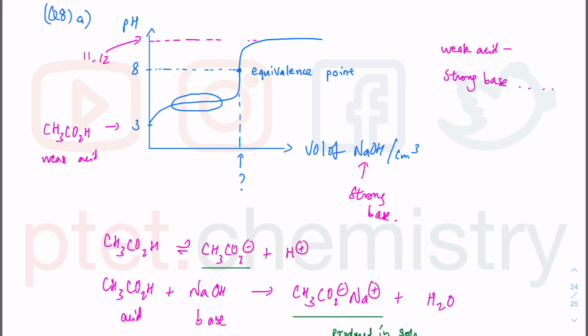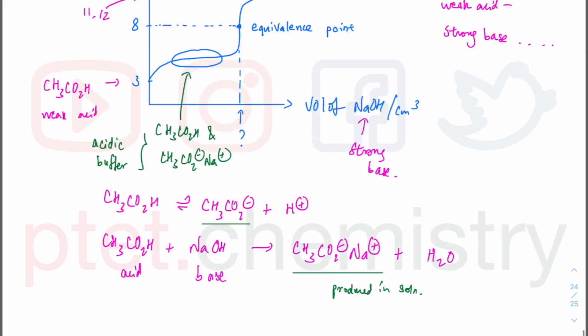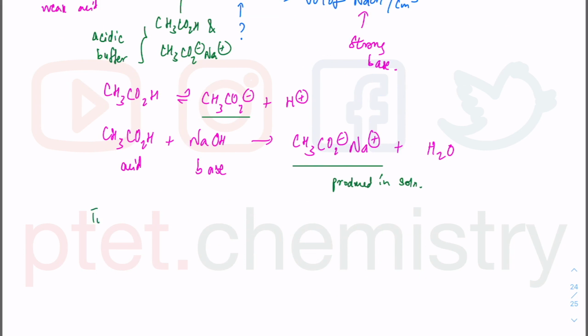So you still have the carboxylic acid, CH3CO2H, and you have CH3CO2 minus, Na plus. You have a weak acid and you have the salt of the weak acid. So this is essentially what you call an acid buffer or acidic buffer. So the two species present as required will be CH3CO2H, which is the ethanoic acid, and you also have the salt, which is CH3CO2 minus, Na plus, as a result of a little bit of neutralization having taken place.